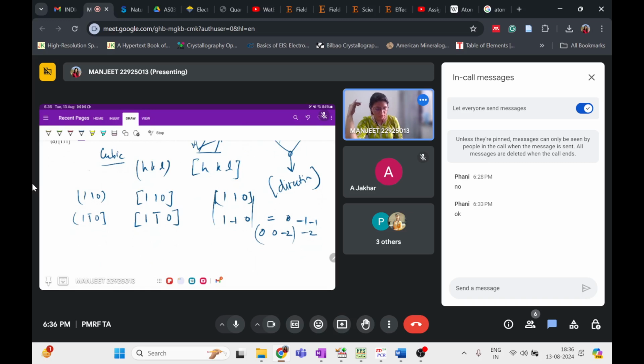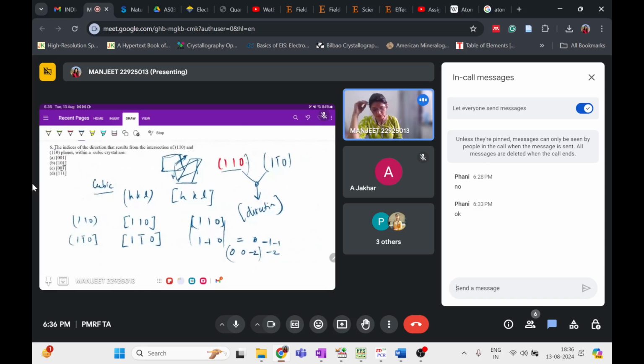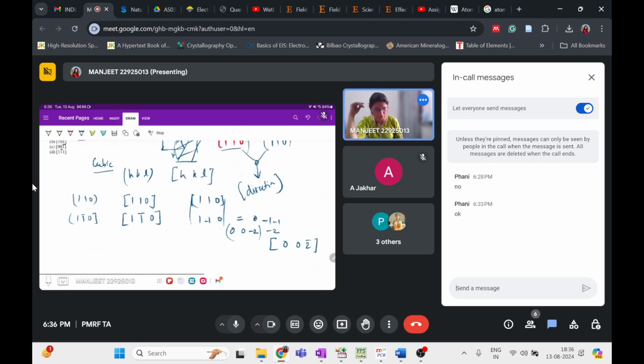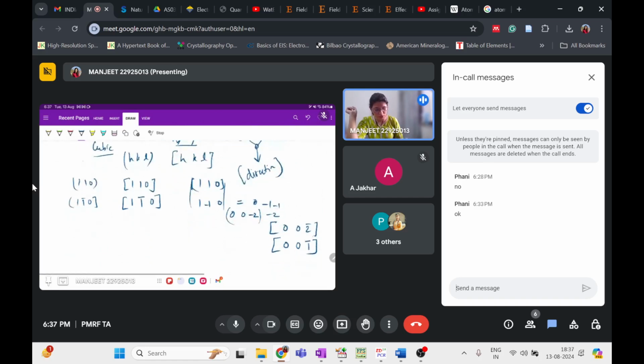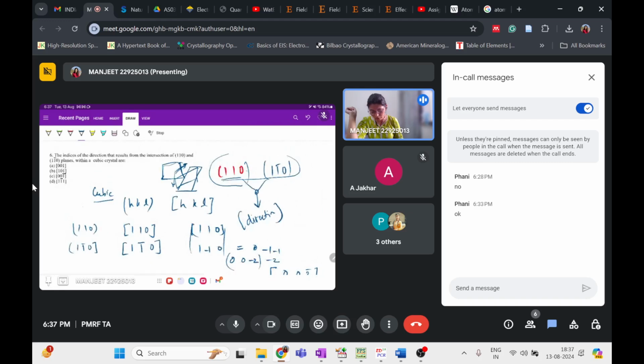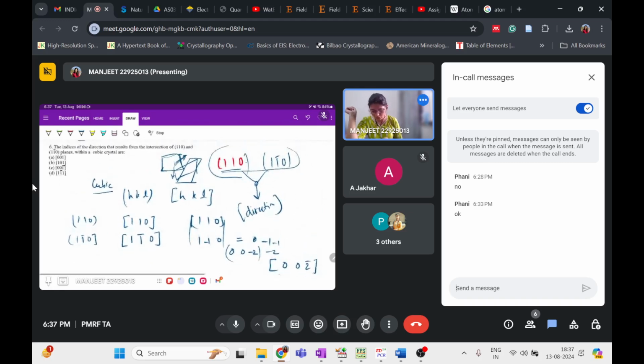Now we have to find the Miller indices. Indices are for the direction. So this 0 0 -2 is equivalent, in the smallest set of numbers, to dividing by 2, so it becomes [0 0 -1]. So the indices of the direction coming from the intersection of these two planes will be [0 0 -1]. So it will not be A, it will be the C option. Okay, is it clear?